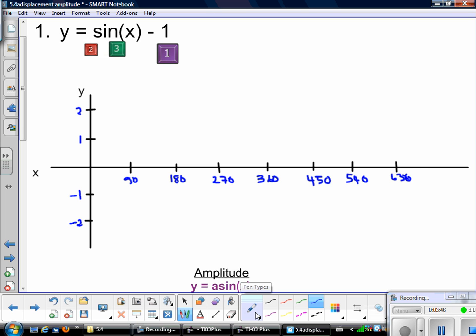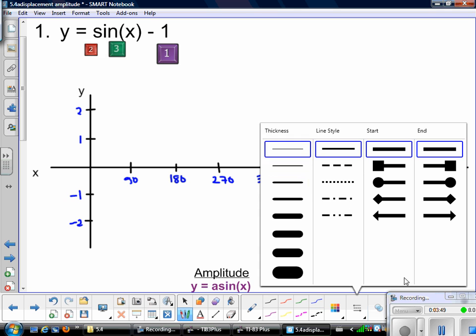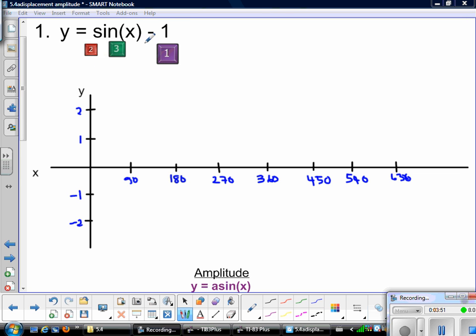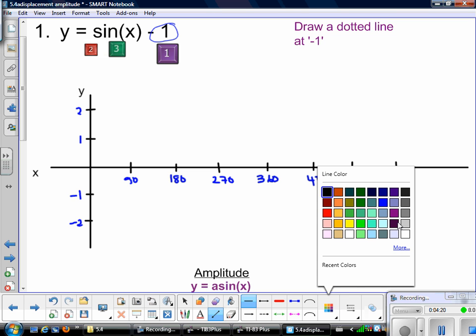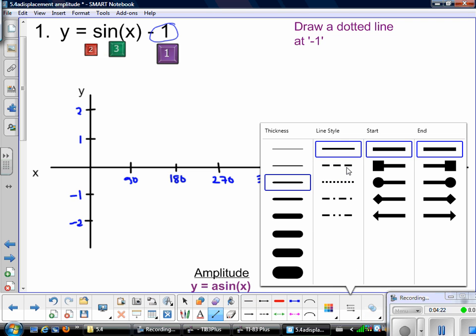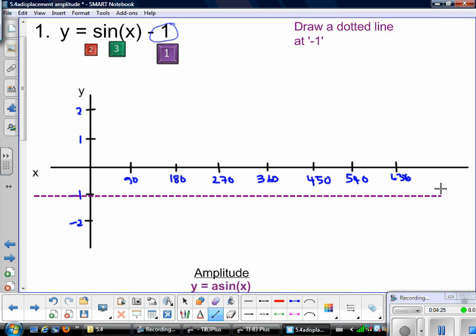All right, the first thing we do is number 1. We look at the end of the equation, and for number 1, as soon as I find it, located here, we draw a dotted line at -1. So that's down here. That means the middle of the graph now is going to be at -1. We'll do it in purple so it matches, a dotted line at -1. That's the middle of our graph.